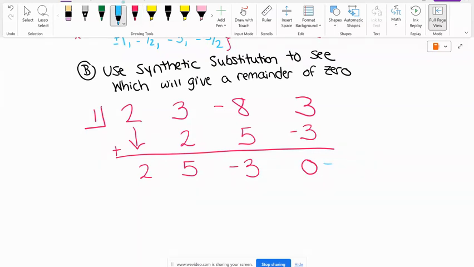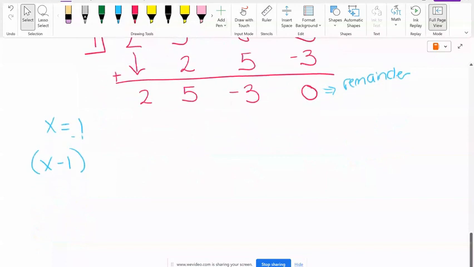Okay, so now this is a remainder of 0. What does that mean? It means it's a factor. But remember, this was x equals 1, right? So x equals 1 is not a factor. We have to go back to the factor. How do we change this back into a factor? It becomes x minus 1, right? You just set it back equal to 0 by subtracting that 1. So we have one factor, which is x minus 1. So now I'm going to put a star.